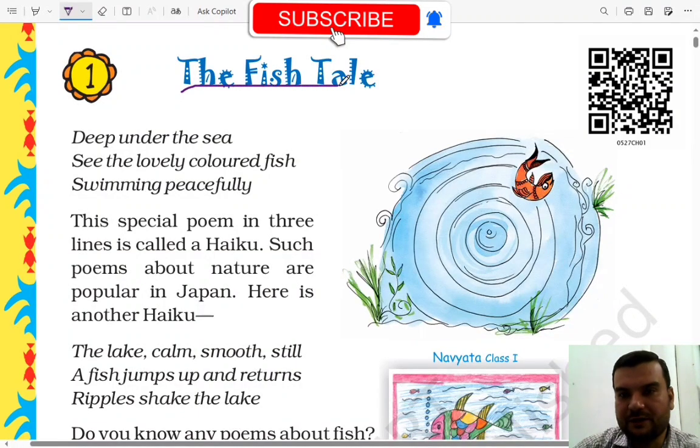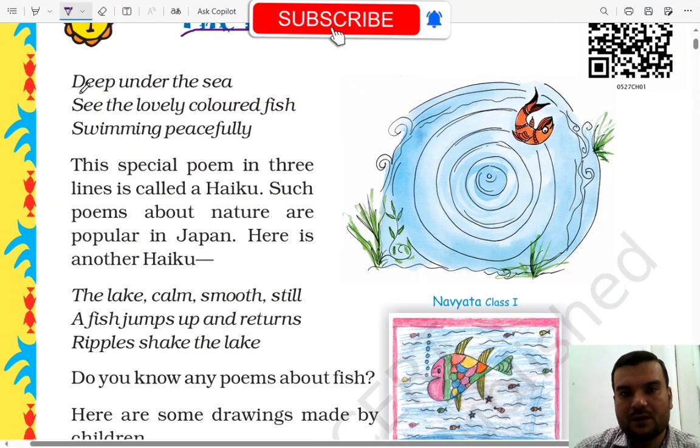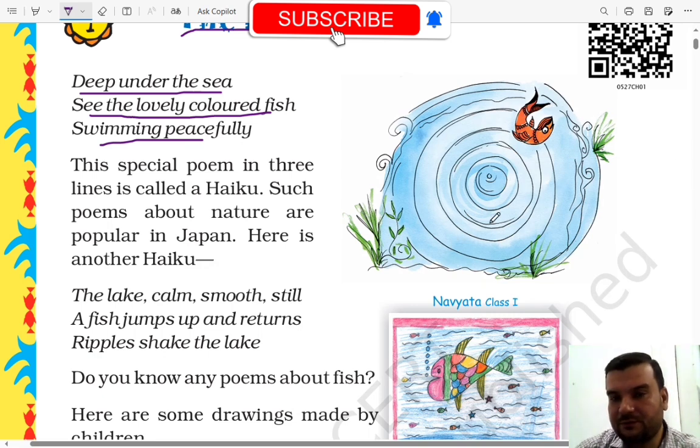The fish tail. Deep under the sea, see the lovely colored fish swimming peacefully. So deep under the sea you can see a fish which is swimming peacefully.